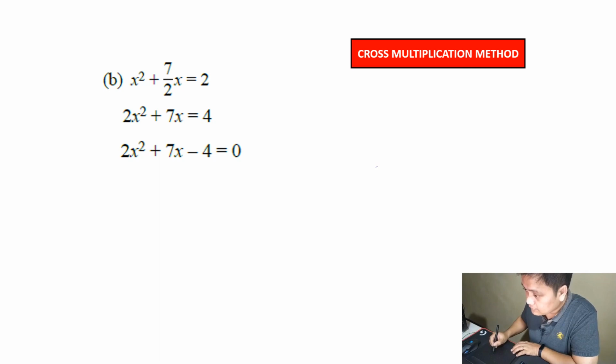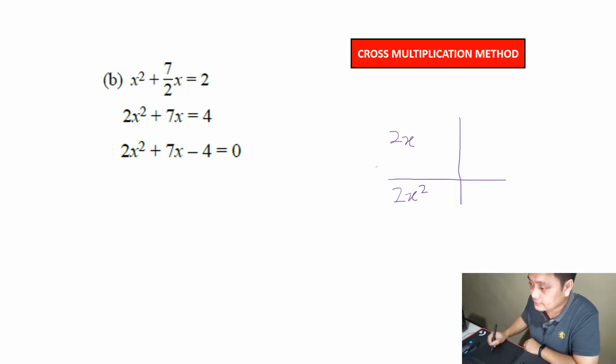Okay, first write down two straight lines like this. Here is 2x squared. To get 2x squared, we multiply 2x with x. Okay, and then to get negative 4, okay, let's try this combination 1 and 4.